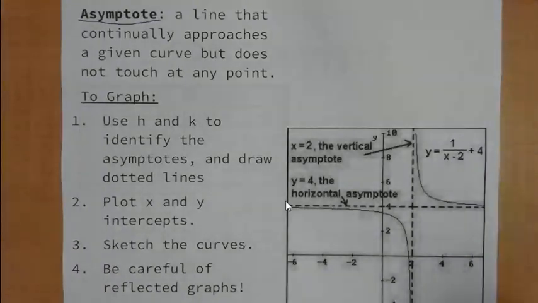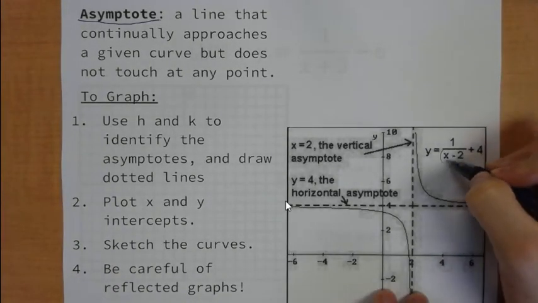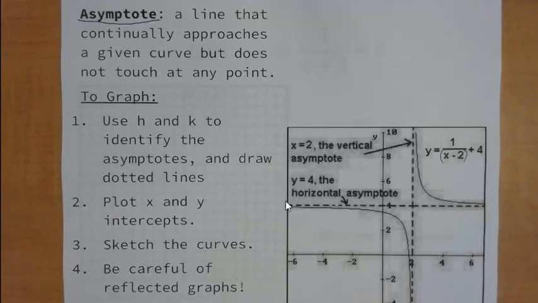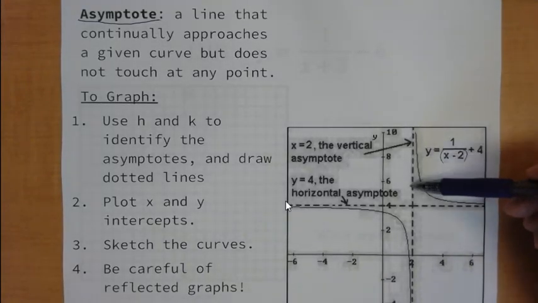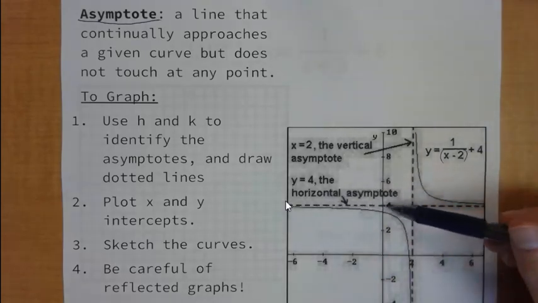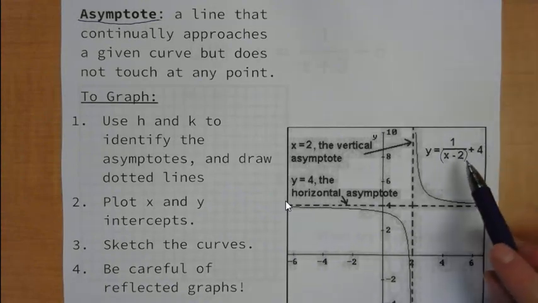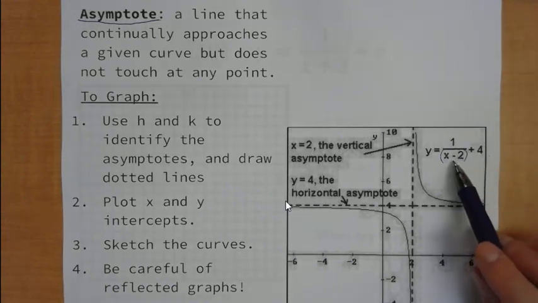So for example, if we're trying to graph y equals 1 over the quantity x minus 2, plus 4, x equals 2 would be our vertical asymptote. We can draw that with a vertical dotted line. And y equals 4 would be our horizontal asymptote. And you can see that with this horizontal line right here at y equals 4. And we know that by looking at it as a translation to the right 2 and up 4.